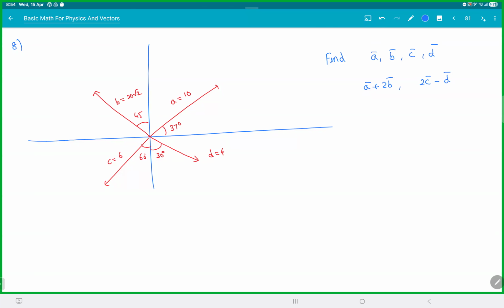Get them all. When I say get them, I want you to give me answers in terms of I cap and J cap. So this is also a vector. I am walking 10 kilometers at 37 degrees. I am walking 4 kilometers at 30 degrees. So I want you to write them in terms of I cap and J cap and get the components.